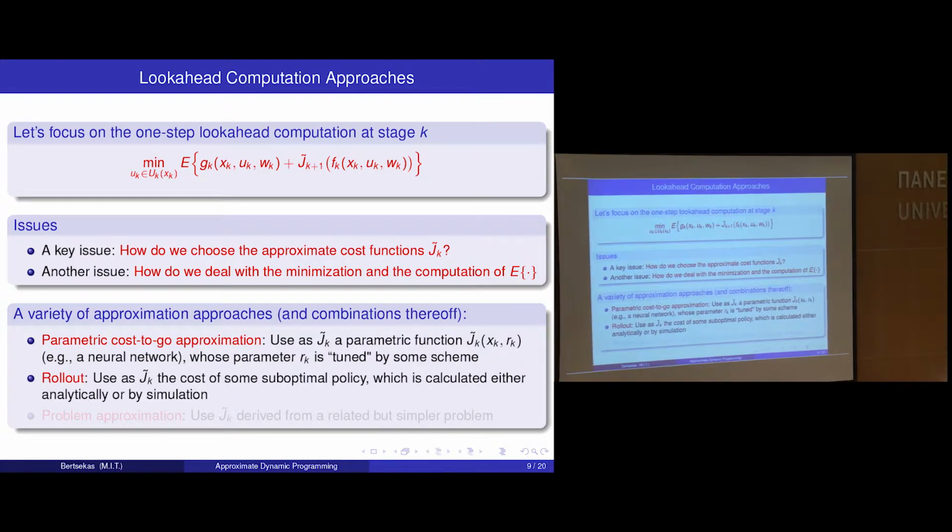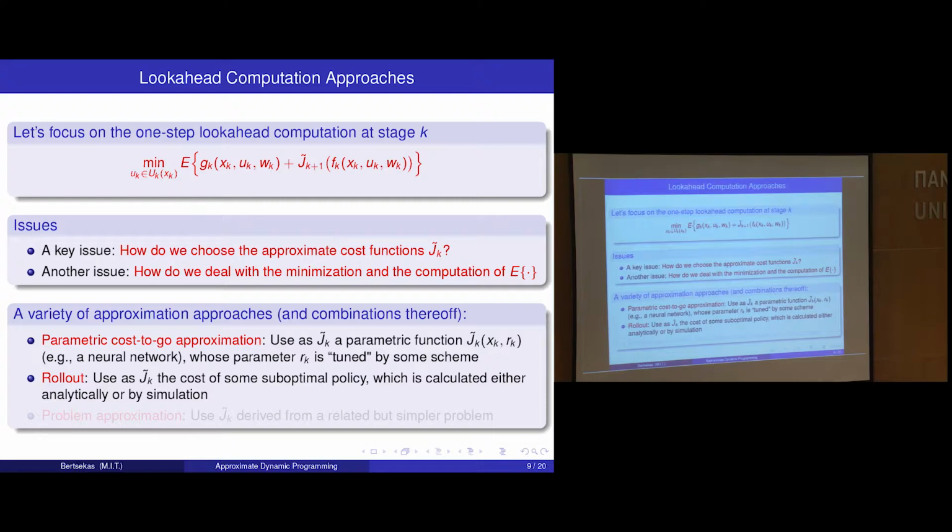Another possibility is rollout. Rollout is an algorithm that uses some suboptimal policy, some known, easy to compute, heuristic perhaps policy, and we suppose we can calculate the cost function of that suboptimal policy. Then we use as J tilde k in here the cost function of that heuristic. Now, this cost function can be calculated either by simulation or analytically, and let's talk about that tomorrow.